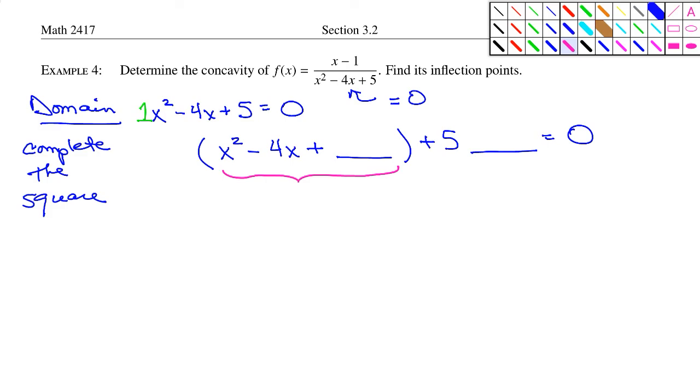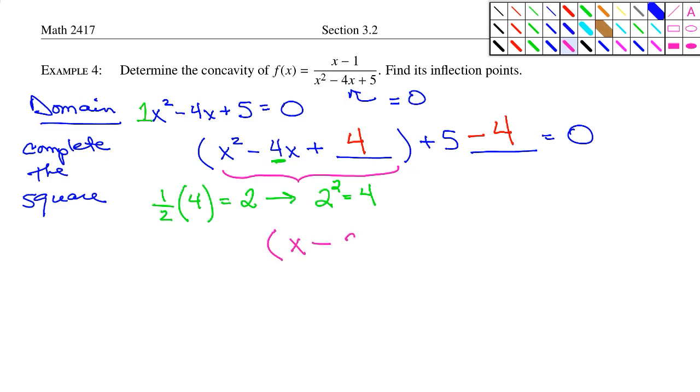And the way you do that is you start with the coefficient of the x term and take 1/2 of that, and that's a 2. And then you take this 2 and you square it, and you get a 4. So we're going to add 4 to the left part here, and to balance that, we're going to subtract 4 from the right side. When we do that, this piece that I've underlined here factors into x minus 2 squared, and then 5 minus 4 is 1. And it's still all equal to 0. So that's completing the square.